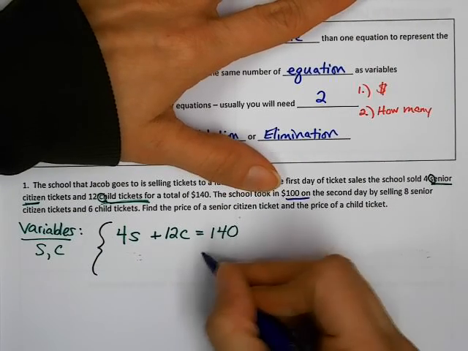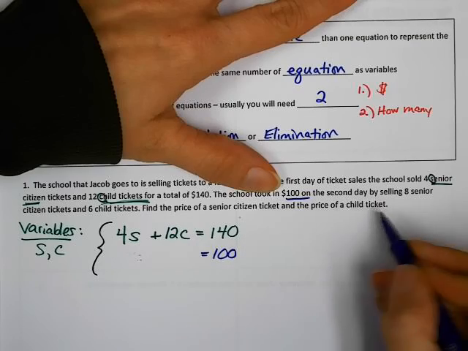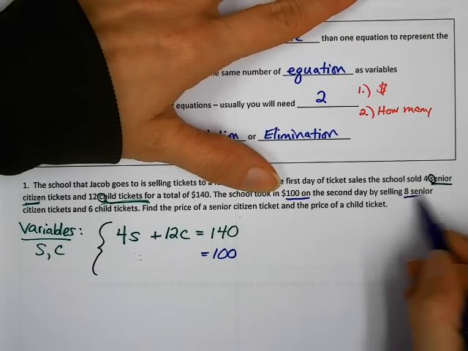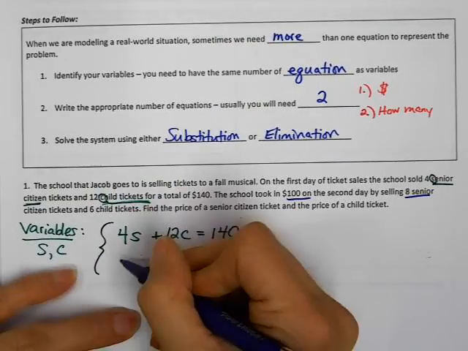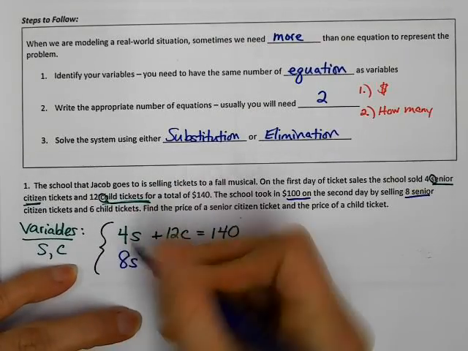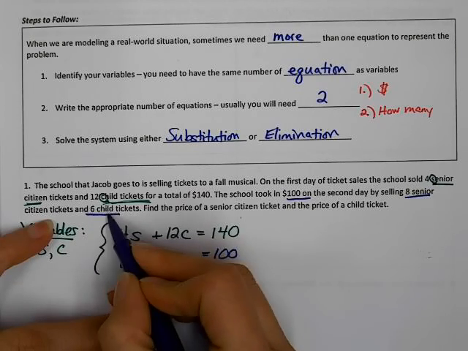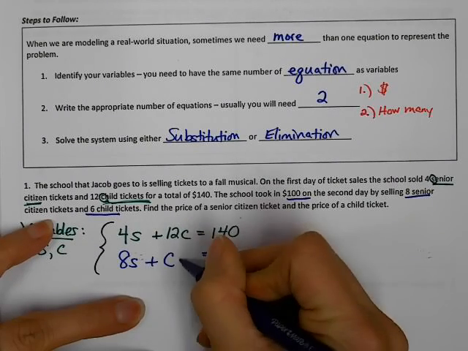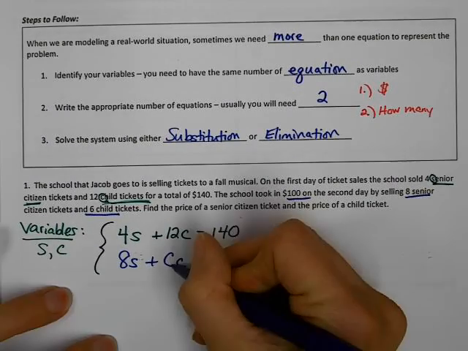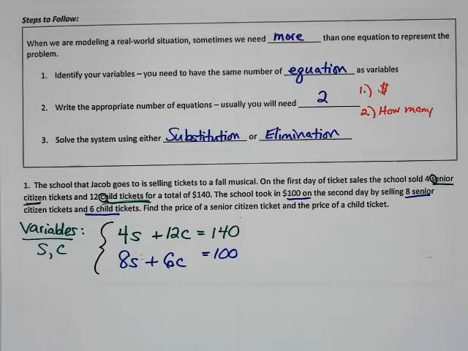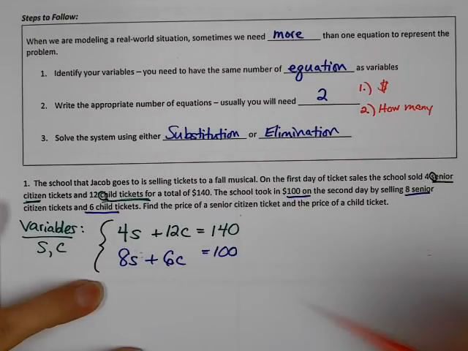So how did they make $100? They sold 8 senior citizens, so that's 8S, plus 6C. Oops, that's a 6. Okay, now we have our system. We have 2 variables, 2 equations, and a variety of methods of solving this. I'm not going to graph it, and it seems like it's really set up for elimination.